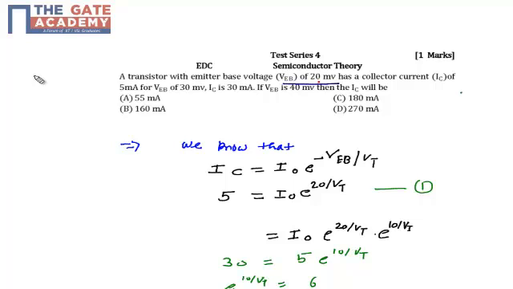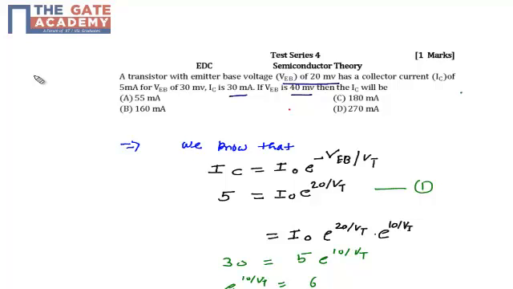20 millivolt, which has a collector current IC of 5 milliampere. The question further says that if the VEB of the transistor is increased to 30 millivolt, then it is observed that IC is equal to 30 milliampere. Then the question asks what will be the value of current IC if the emitter-to-base voltage VEB is 40 millivolt. It means we have to calculate the collector current IC in the case of 40 millivolt VEB.